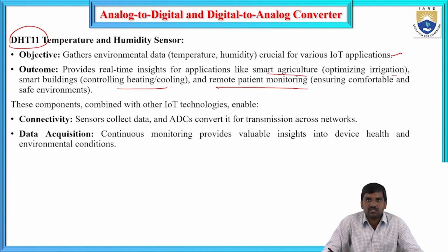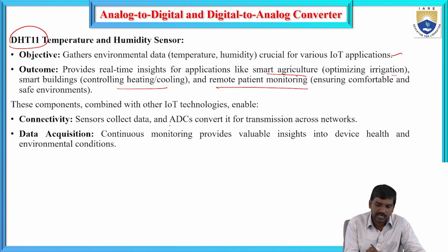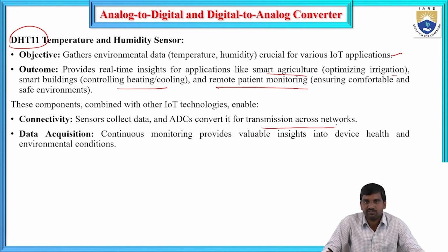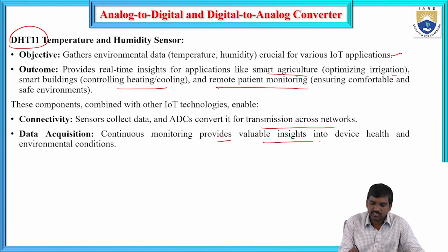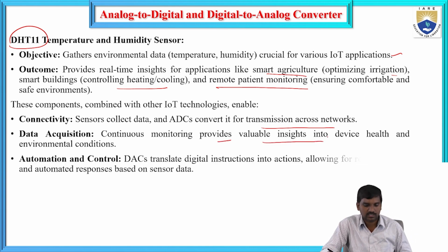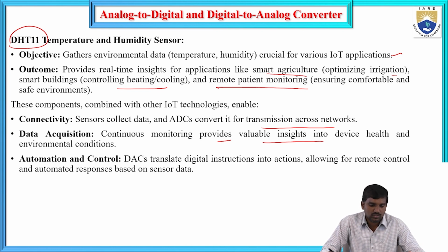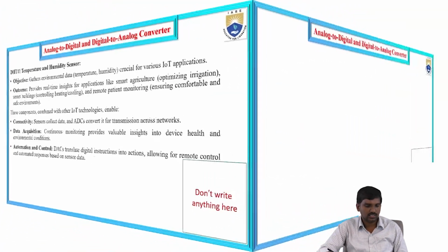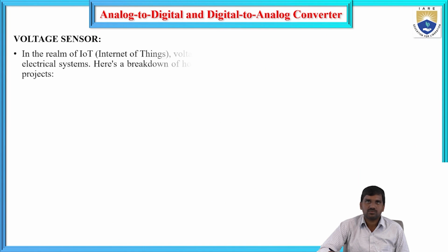These components combined with other IoT technologies enable connectivity and data acquisition. For connectivity, sensors collect data and it is converted for transmission across the network. For data acquisition, continuous monitoring provides valuable insights into device health and environmental conditions. Automation and control: digital to analog converters translate digital instructions into actions, allowing for remote control and automated responses based on the sensor data. So these are some specifications of that sensor.